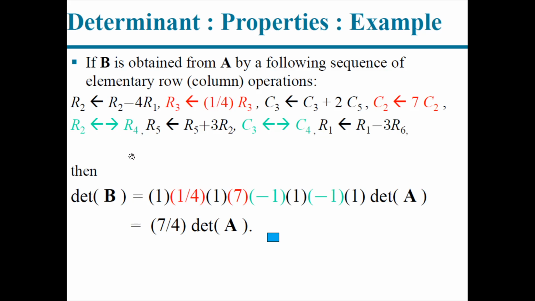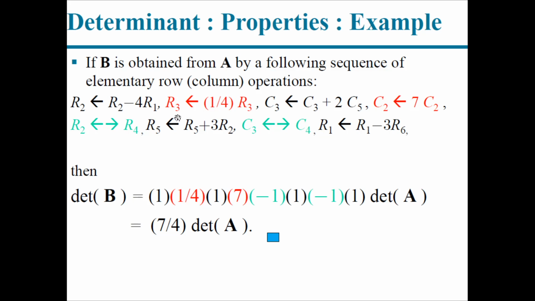Now, what is the determinant of matrix B? Well, it is some number times the determinant of matrix A. So what's the number? How do I get it? Well, I just follow the operations and multiply the determinant of the old matrix by appropriate numbers. So, the first operation was a replacement on row 2. So we know that replacement doesn't change the determinant. So the multiplying factor is 1.